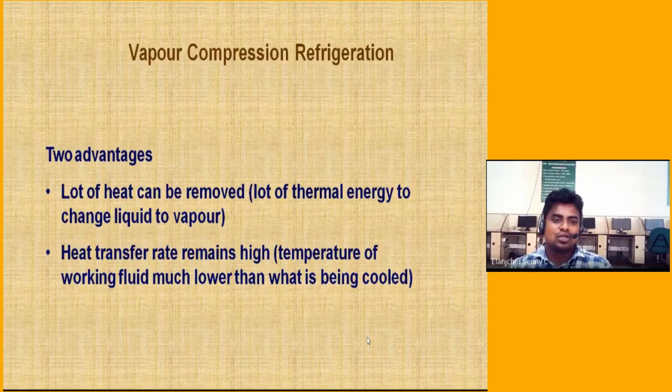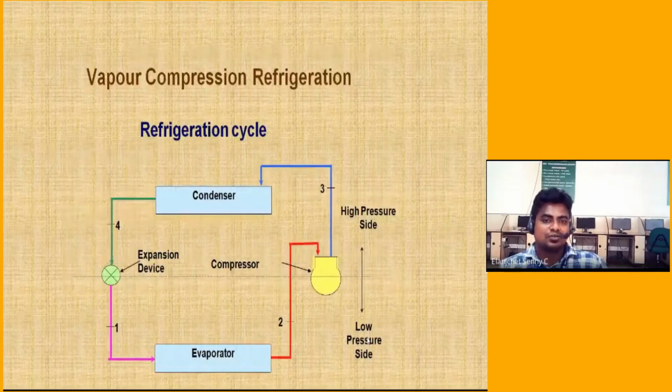Now the two advantages of vapor compression refrigeration, let us see one by one. First, a lot of heat can be removed, because a lot of thermal energy is needed to change liquid to vapor. Second, the heat transfer rate remains high, which means the temperature of the working fluid is much lower than what is being cooled. These are the advantages of vapor compression refrigeration.